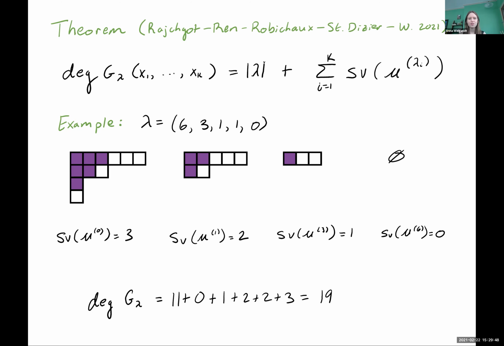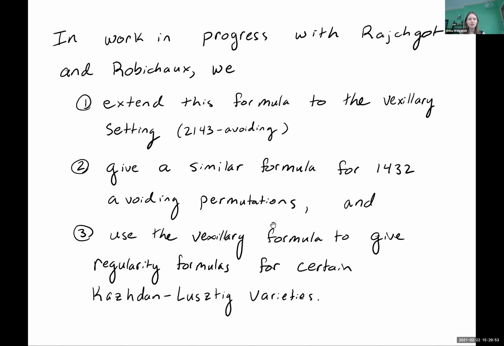All right, so that's again what I had done previously, and then we're also extending this. In work with Ratchcock and Robichaud, we have similar formulas for vexillary permutations, so those which avoid the permutation 2, 1, 4, 3, and permutations which avoid the pattern 1, 4, 3, 2. And then we also use the vexillary formula to give regularity formulas for certain Castelnuovo-Mumford varieties for their coordinate rings.